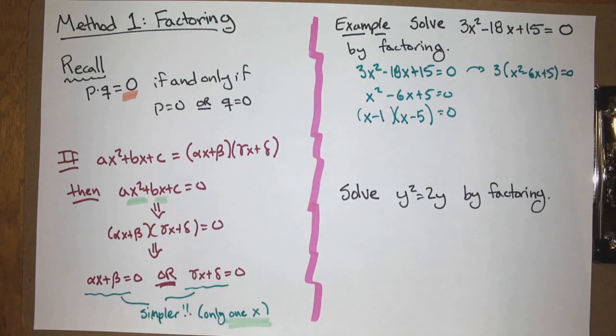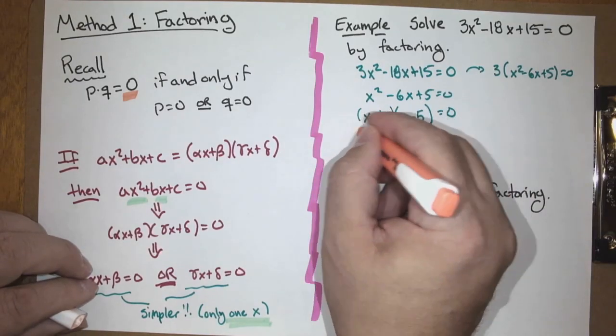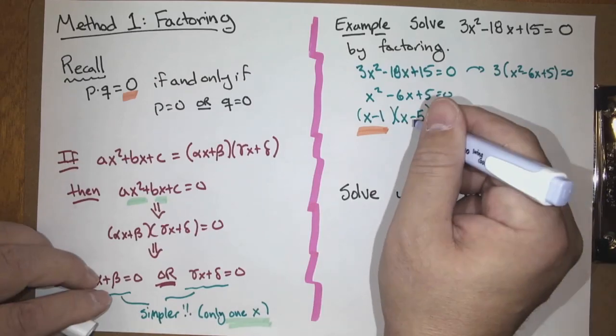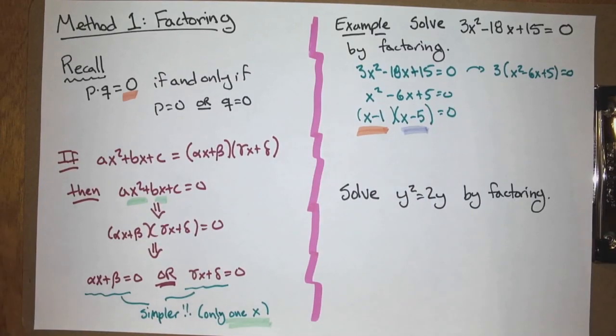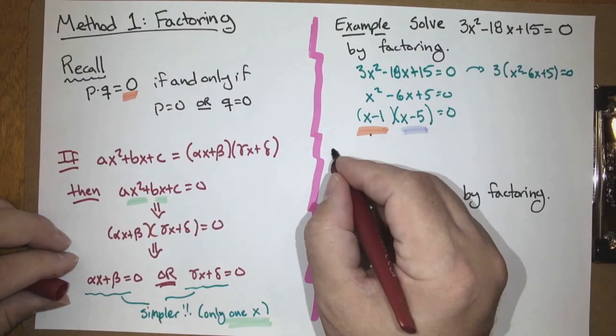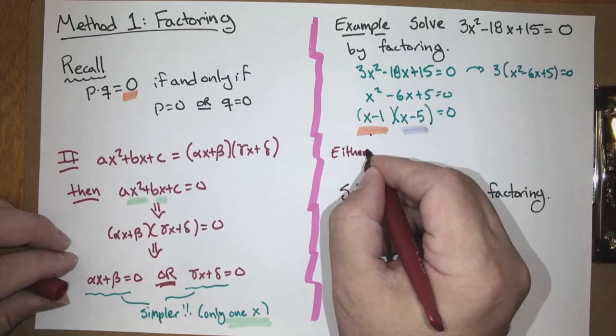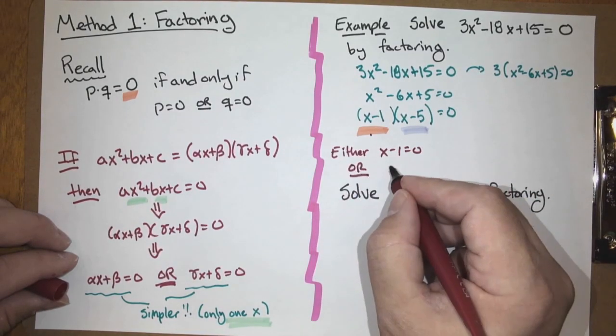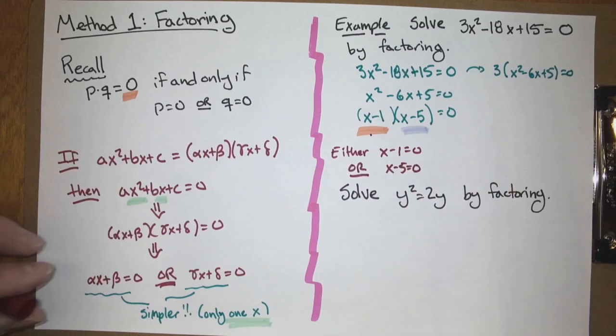All right, now, channeling our philosophy, hey, we have a product here. Now we're going to split it into two pieces. So you have an x minus 1 piece and an x minus 5 piece. One of those two things had to be 0. So we say, okay, so either x minus 1 equals 0 or x minus 5 equals 0. It's not that they both have to be 0, but one of them had to be 0.